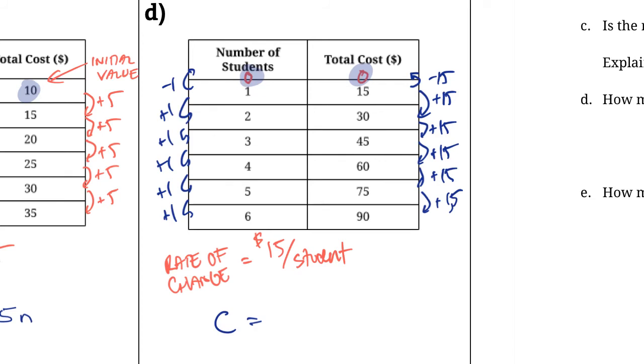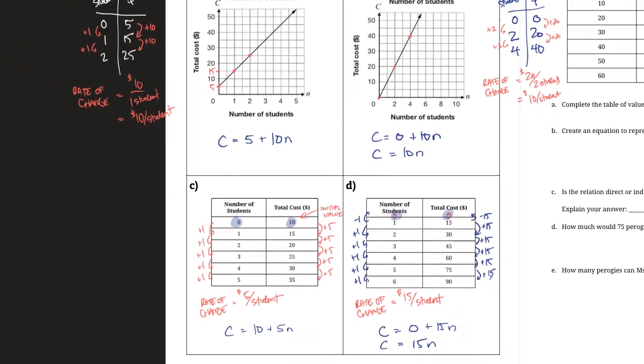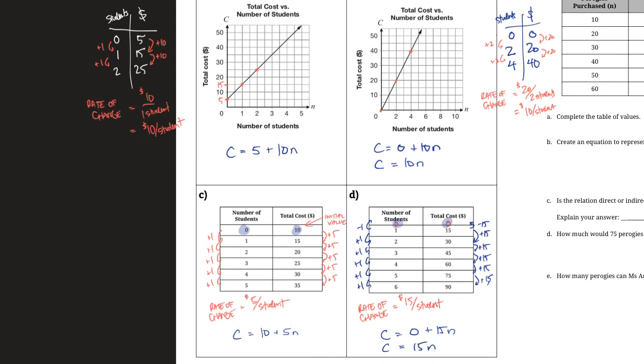So to come up with the equation now, you'll notice that the starting value is 0, so we can put 0, and then it goes up by $15 per student, so plus 15n. Or just C equals 15n. We don't need to write that 0. So we now have our 4 equations that go along with these 4 relationships, right? They all tell us how much it would cost for a certain number of students on each trip. But the question is, do you notice any differences between these 4 relationships? 2 of them are similar and 2 of them are different if you look at the equations.